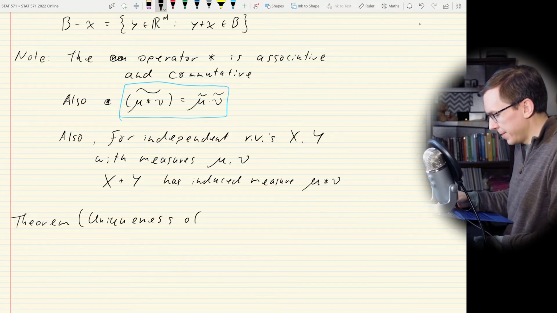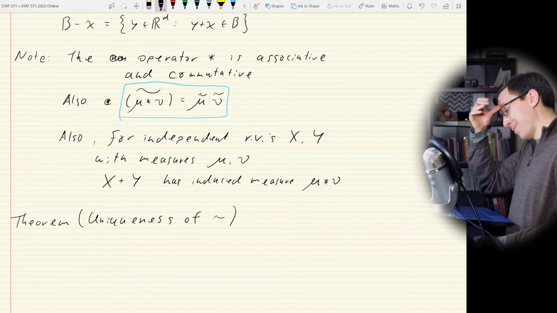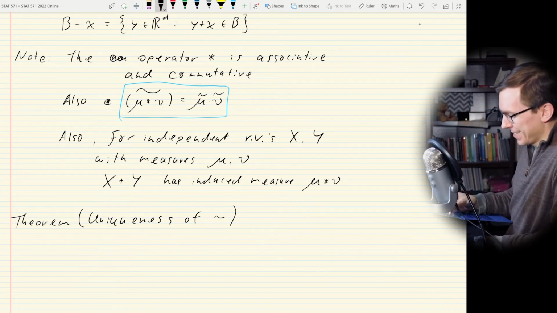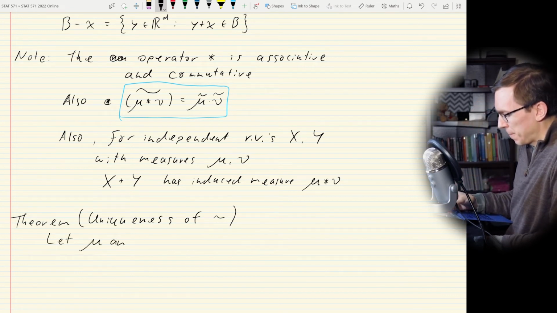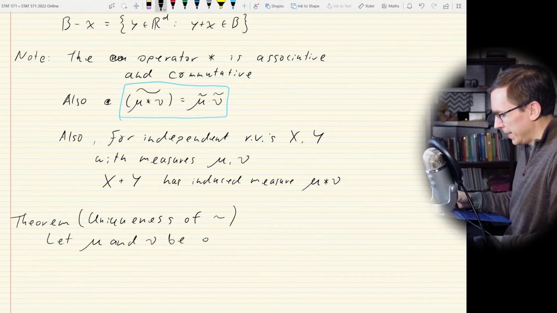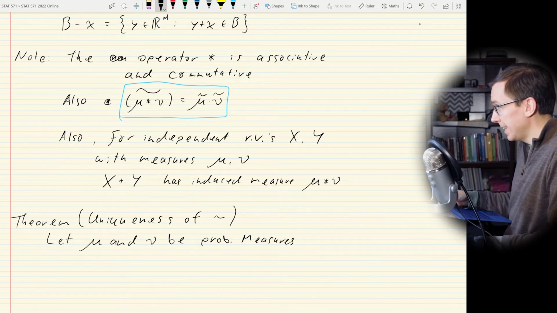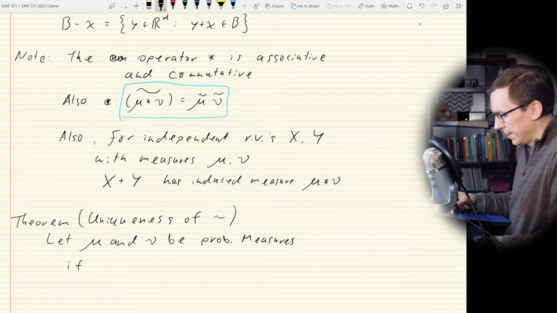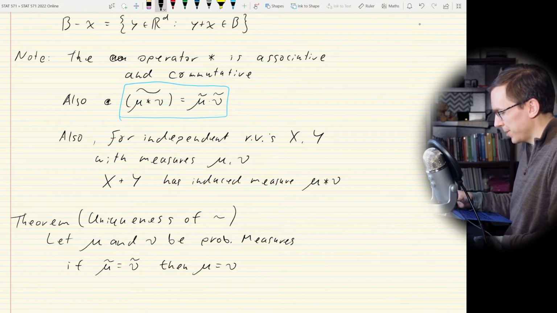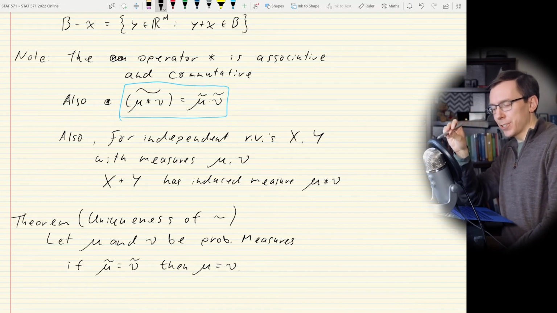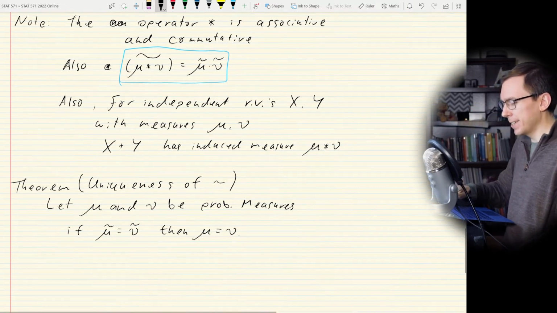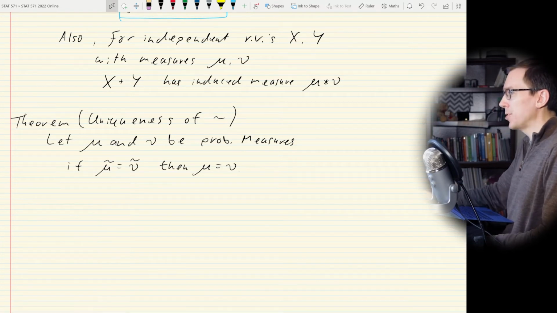Uniqueness of, I guess, tilde, for lack of a better way of writing this out. The point is, let mu and nu be probability measures. If mu tilde is equal to nu tilde, then mu is equal to nu. So if the characteristic functions coincide, then the measures coincide. How do we show that?